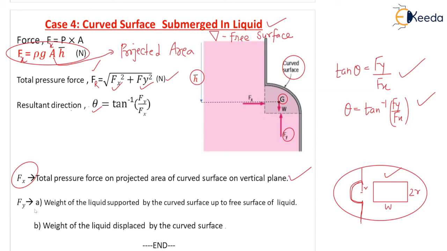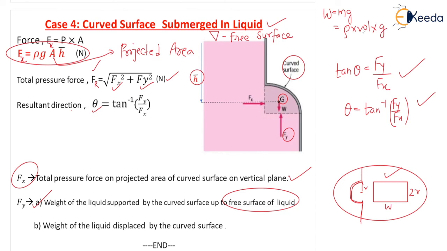Fy can be calculated by two methods. Number one, the weight of the liquid supported by the curved surface up to the free surface of the liquid. For the example on the last page, that is the supporting surface, we have to find the weight of the liquid. What is the formula for finding weight? Weight equals mg always. And mass equals density into volume.